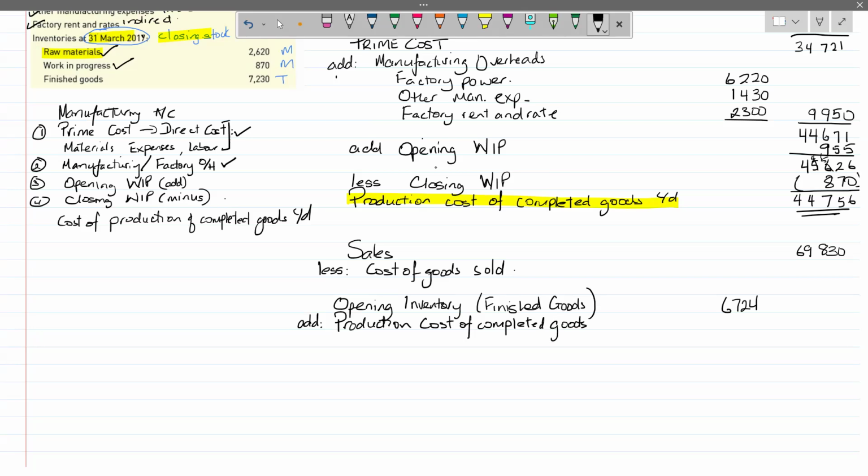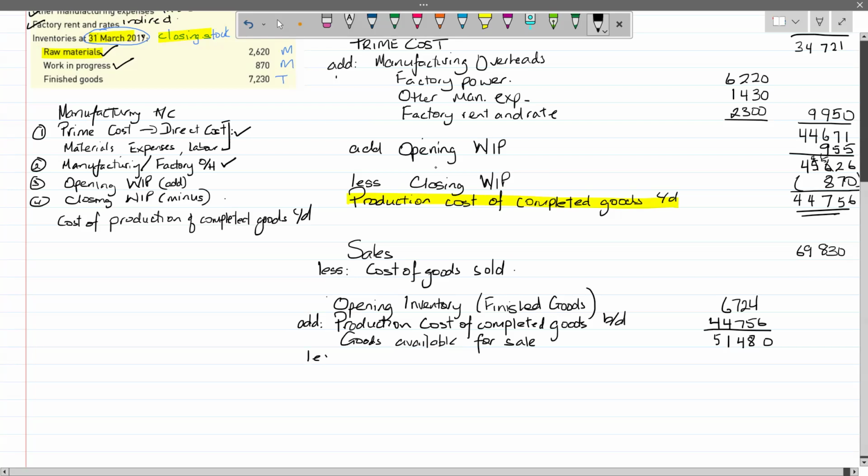And now instead of putting carry down, we put brought down. And we put our figure that we worked out, 44,756. 4 and 6 is 10, 2 and 7, 2 and 5 is 7 and 1, 8, 7 and 7, 14, 6 and 4, 10 and 1, 11. Carry across 1. So this is goods available for sale. You had the finished goods from before, you add the new ones that they made this period.